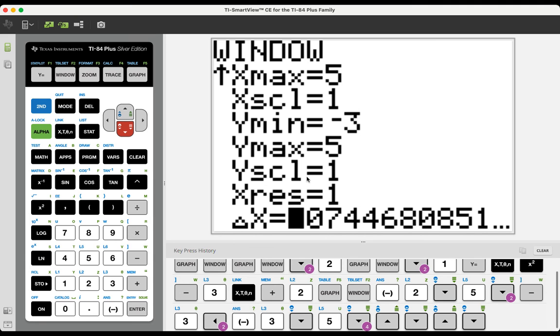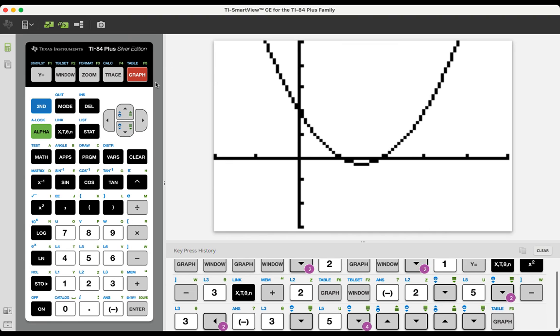But since I did change my x max and my x min and my y min and my y max, I can take a new look at my parabola, and I have this much better view of the parabola. Now, ideally, I would zoom in a little bit more. That certainly looks like it's crossing it too. I could zoom in a little bit more and try to get those points pinpointed.